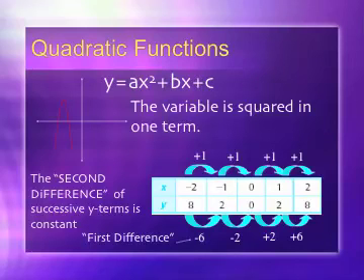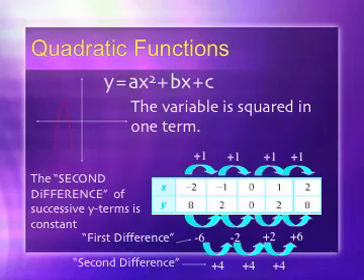So to get from -6 up to -2, I'm going up by 4. To get from -2 up to +2, I'm going up by 4. To get from +2 up to +6, I'm going up by 4. Now I see a consistent pattern there. We call this the second difference. It's like it's the second time that I look at the difference between successive terms. That word successive just means things that come one after the other. If the second difference is a constant number, then what we're looking at in the table is a quadratic function.